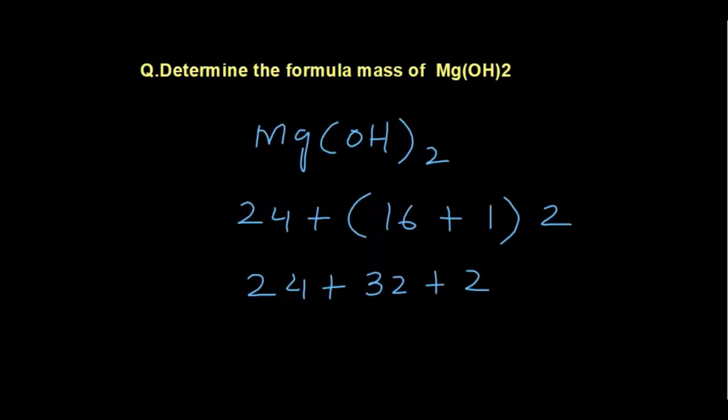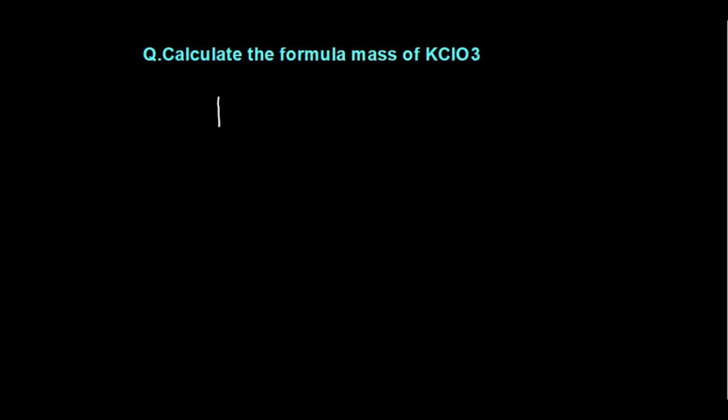By adding 24, 32 and 2, we get the answer, which is 58 atomic mass unit. So the formula mass of magnesium hydroxide is 58 atomic mass unit. I hope this is clear. Now the next question which is given is, calculate the formula mass of potassium chlorate.